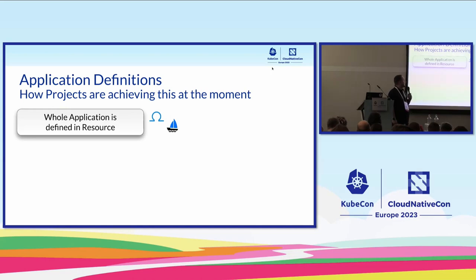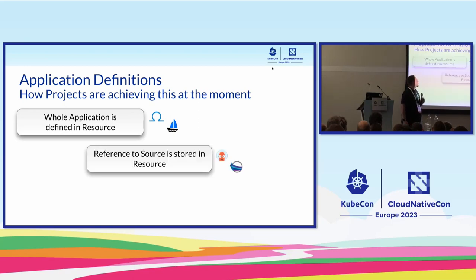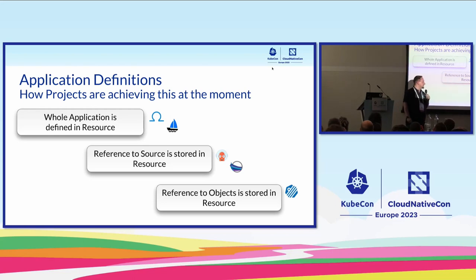The first one are application definitions where the whole application, so all of the deployments, services, and so on, are defined in one resource. This is, for example, in Open Application Model and in KubeVela. The second type are application definitions where a reference to the source is stored in the resource. Many of you, I think, know Argo CD. This is one of the things where we simply reference a Git repository, but we don't have single resources defined. The second one I found here was Carvel and Cap. The third one is an application definition where the reference to objects is stored in the resource definition. And this is how Captain operates at the moment.